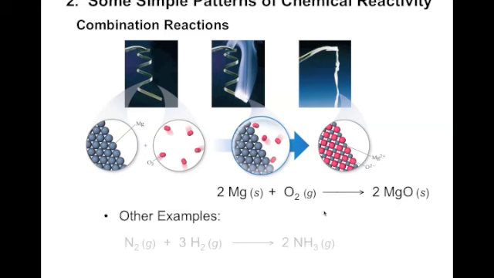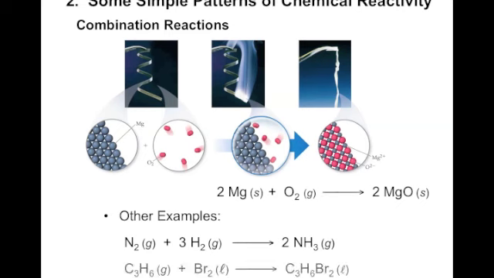Here are some other examples. The reaction between nitrogen and hydrogen to form ammonia, we've already seen that, and it is arguably one of the most important chemical reactions to our civilization. This is the dominant way in which we make our fertilizer. Here's another example of a combination reaction. We have molecular bromine as a liquid reacting with gaseous 1-propene to form this dibromopropane.